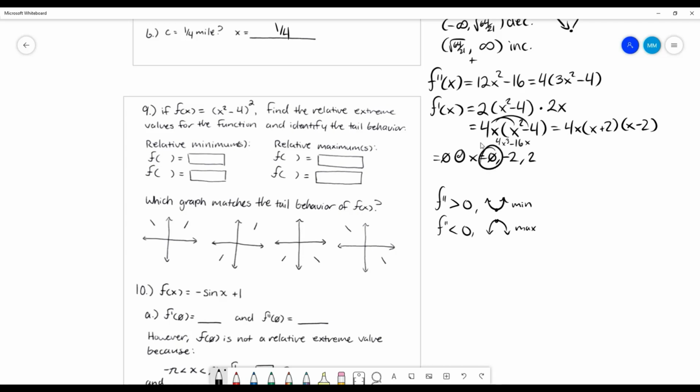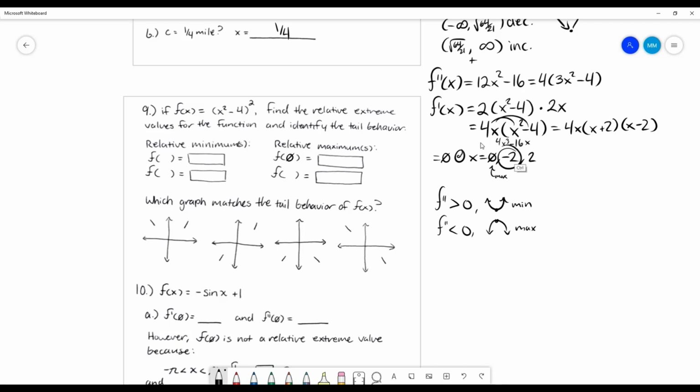So let's go ahead and plug in that 0 to see where it falls. So I plug in a 0 and I get 4 times negative 4, so that's less than 0. So that is a max. So that's one of our relative maximums, is f of 0.